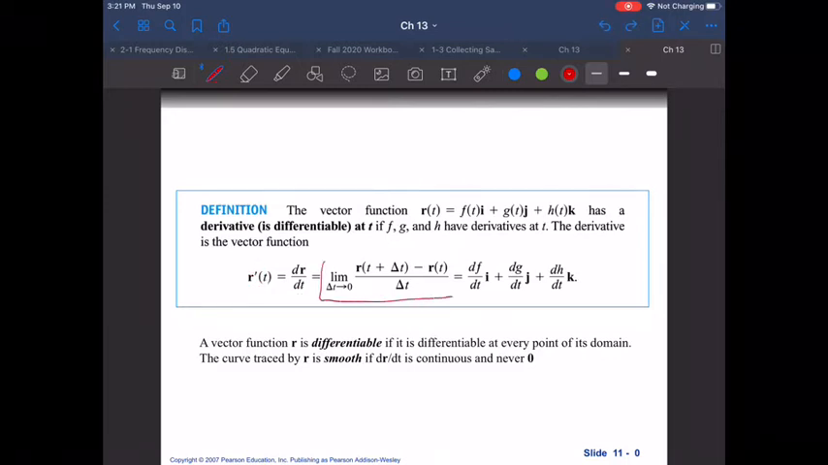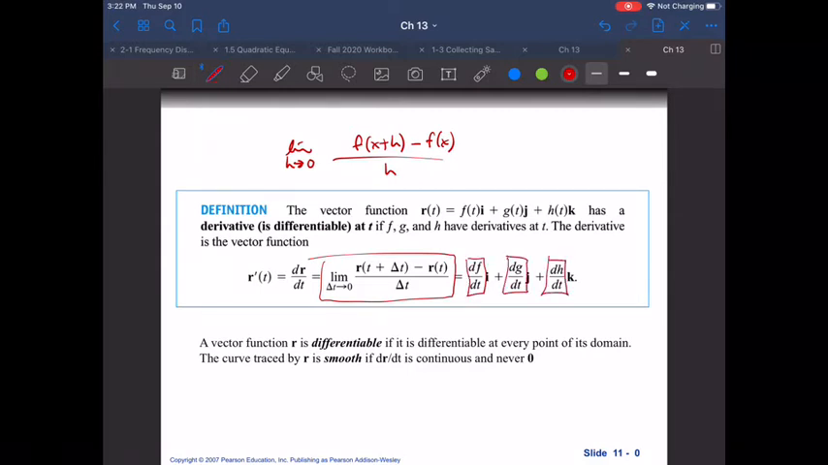So this limit should look very familiar to you, right? The f of x plus h minus f of x all over h, as the limit as h goes to 0. So it's just an extension of that. And then what you're essentially going to be able to do is just take the derivative of each individual term with respect to t. So dr dt is just the individual derivatives of each component there, okay? So a vector function r is differentiable if it is differentiable at every point in its domain.